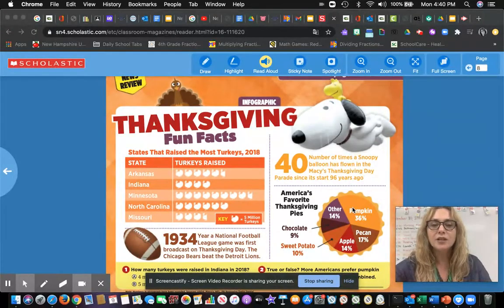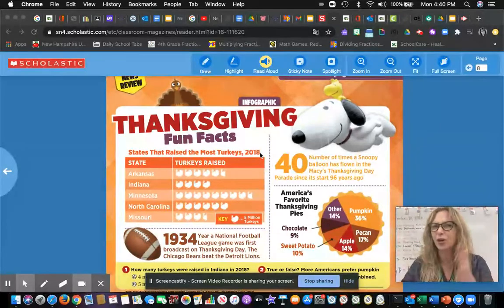I want you to notice, so this graph here is about turkeys. Well, how do we know it's about turkeys? It says, Thanksgiving Fun Facts, states that raised the most turkeys in 2018. So all graphs should be titled to let you know what they're tracking or what they're graphing. The other piece that you need to look for is the key.